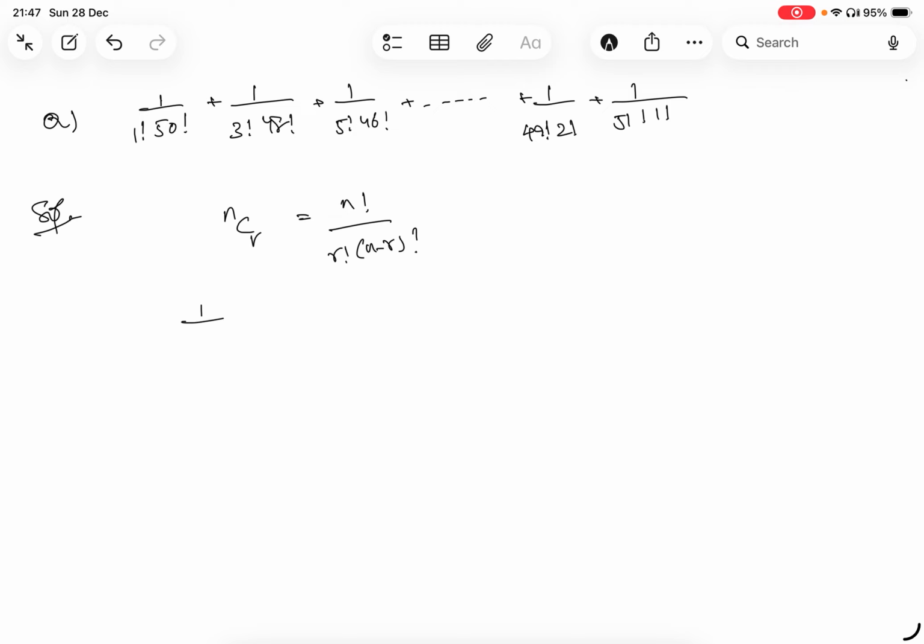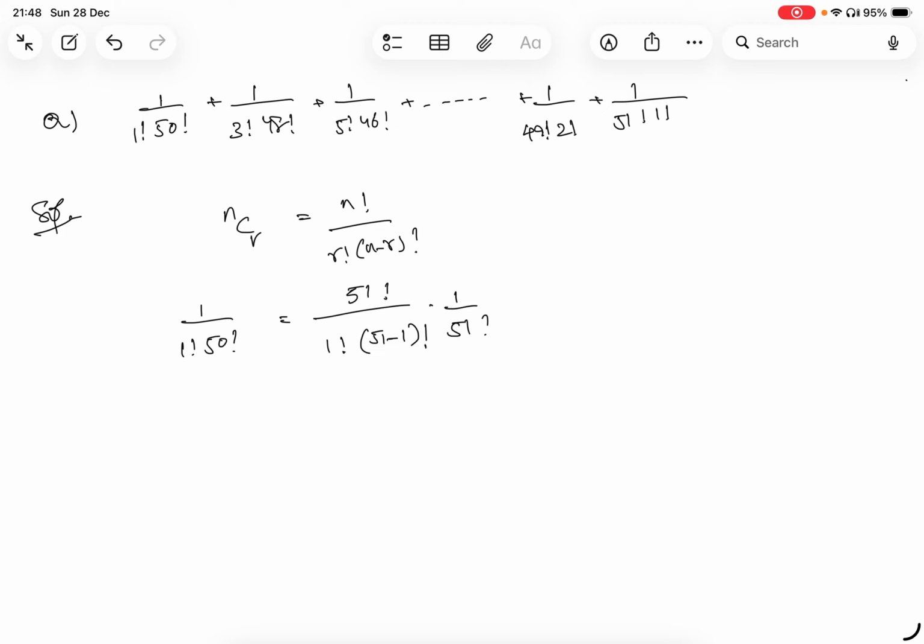Then 1 by 1 factorial into 50 factorial can be written as 1 by 1 factorial into 51 minus 1 factorial. Now we can multiply and divide by 51 factorial. This is the first term, and you can similarly do it for the other terms.